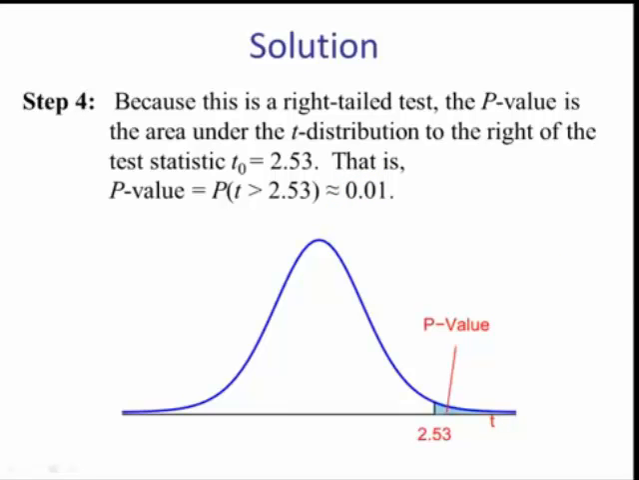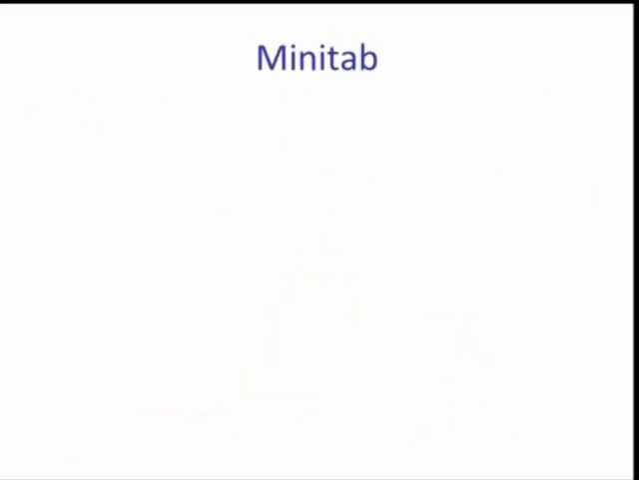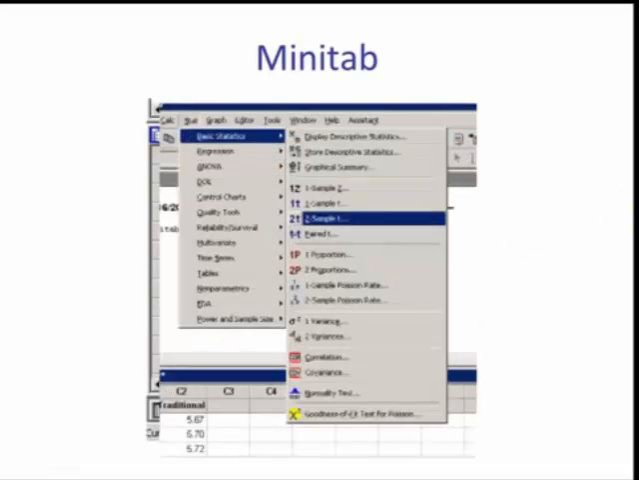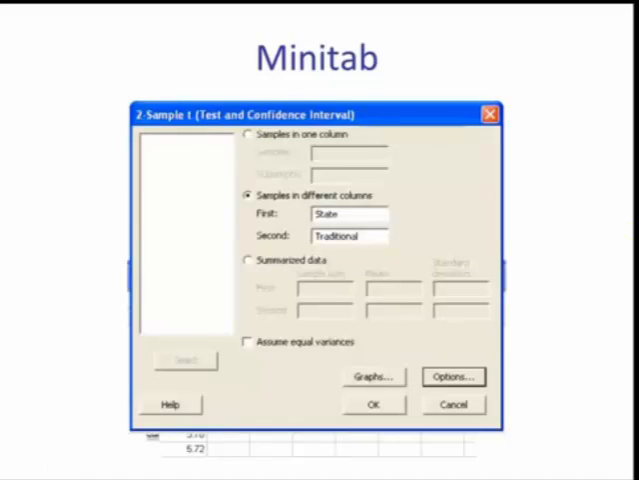Now we're going to use Minitab and StatCrunch to actually compute this, which is better than using table 6. In Minitab, we put the data in. State goes in one column, traditional goes in the other column, and it's important that whatever your mu sub 1 is, you put that in your first column, and this is where mu sub 2 goes. So we go to Stat, Basic Statistics, and we want to go to a 2-sample t. We have raw data, so we click sample in different columns. First one we put state, second we put traditional. This is mu 1, this is mu 2.